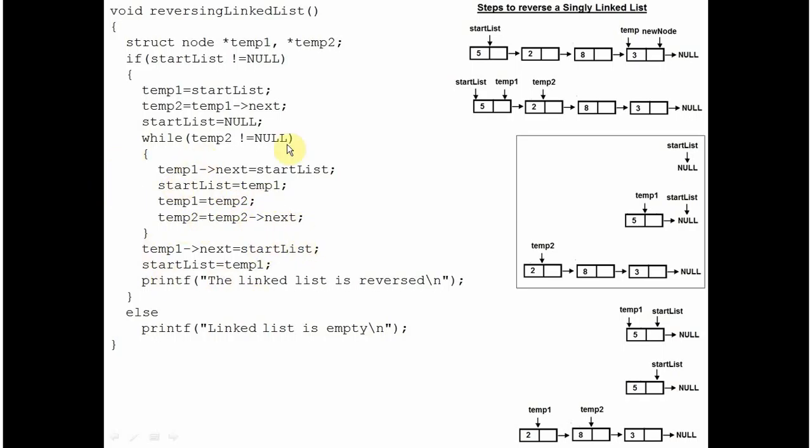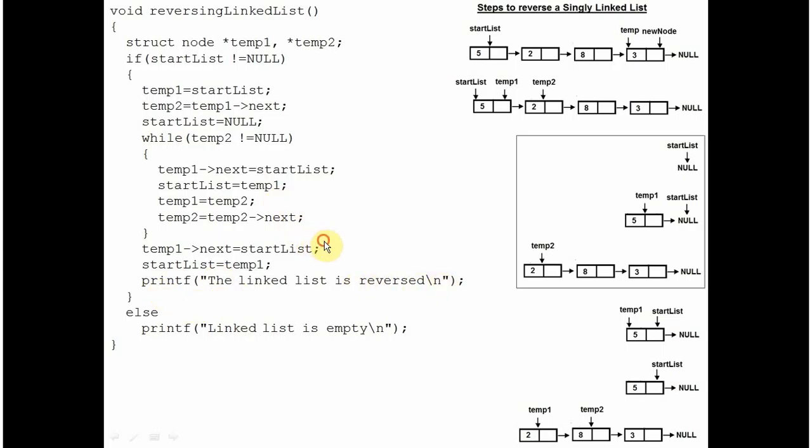The loop will continue. When this loop terminates, that means temp2 is at the null pointer, but temp1 is at the last node. And what you'll do is that the next member of the last node is set to point at start list, and start list is set to point at temp1. When this function gets over, start list will be pointing at the linked list which is reversed. You get the message that the linked list is reversed.